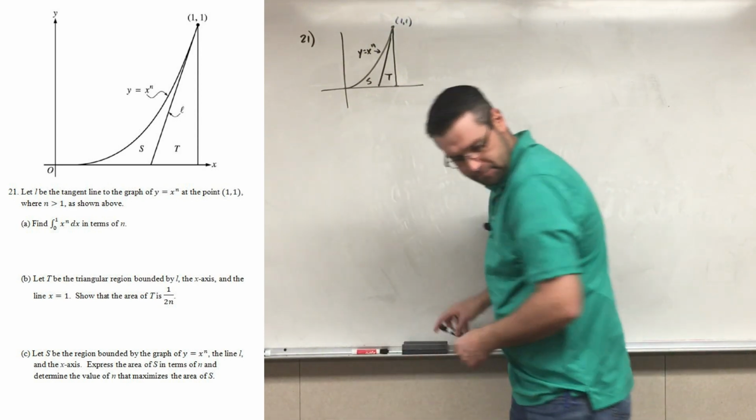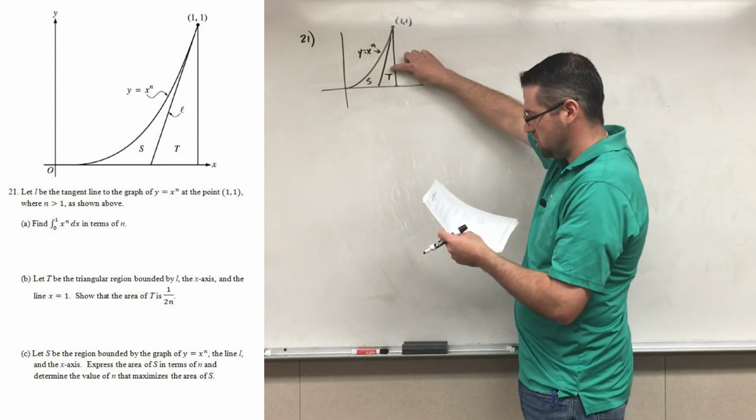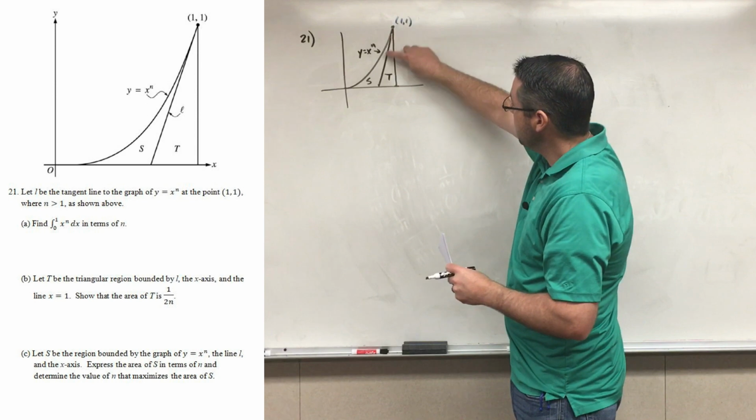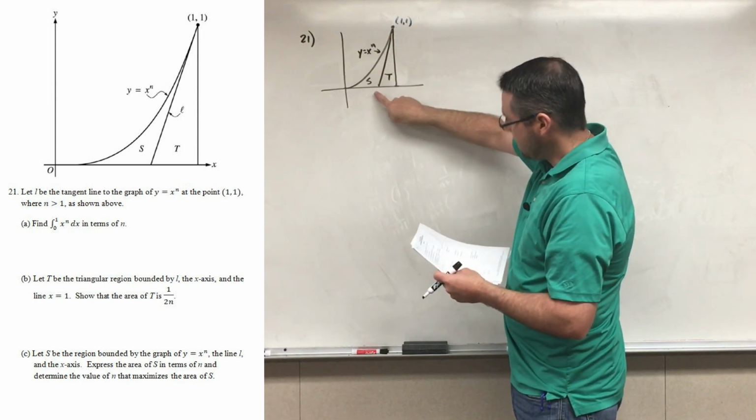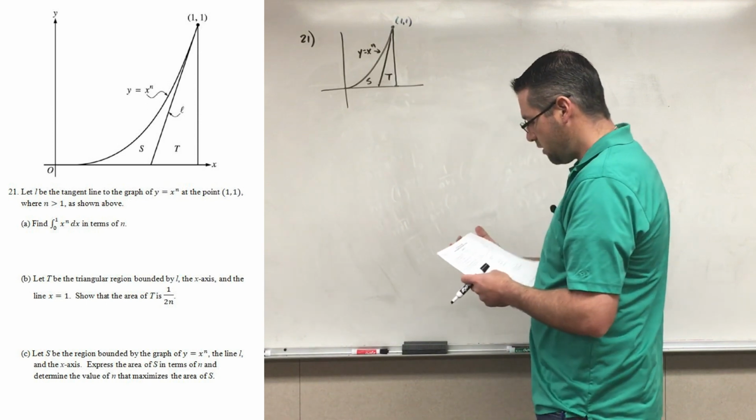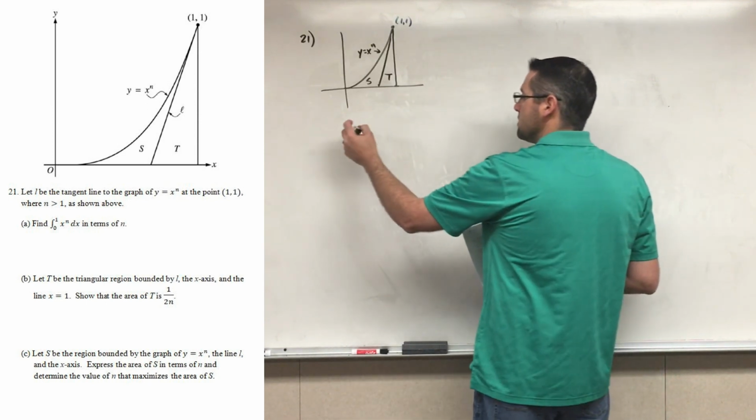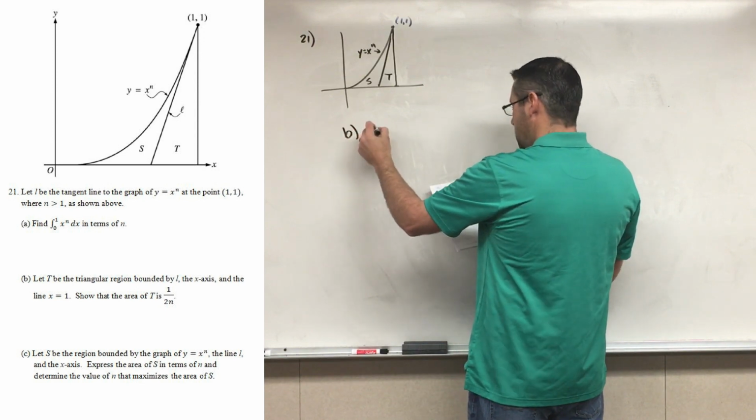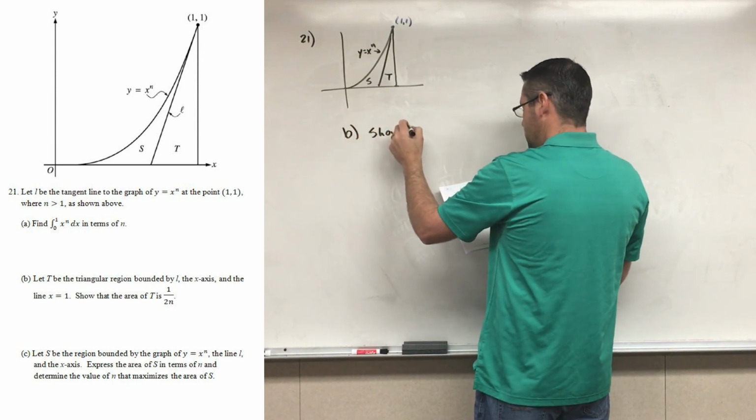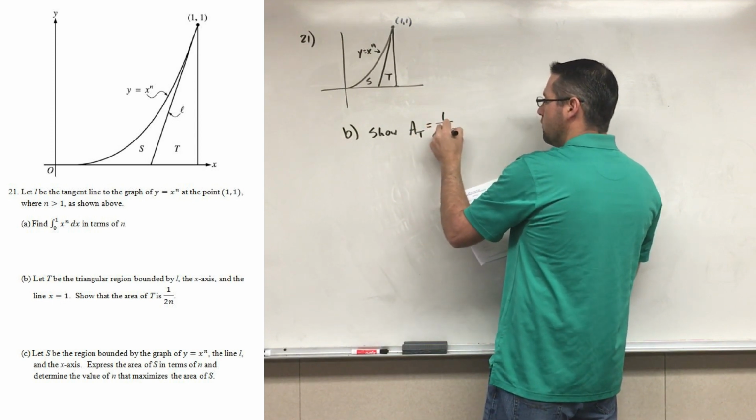Part B says let T be the triangular region bounded by the line L, the x-axis, and the line x equals 1. Show that the area of T is 1 over 2n. That is a little tricky one here. So show that the area of T is equal to 1 over 2n.